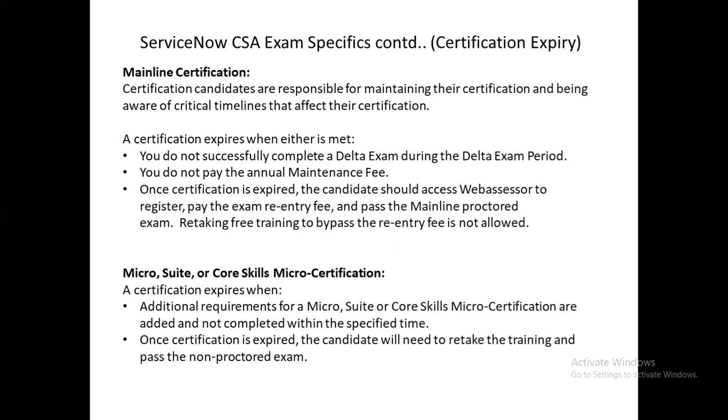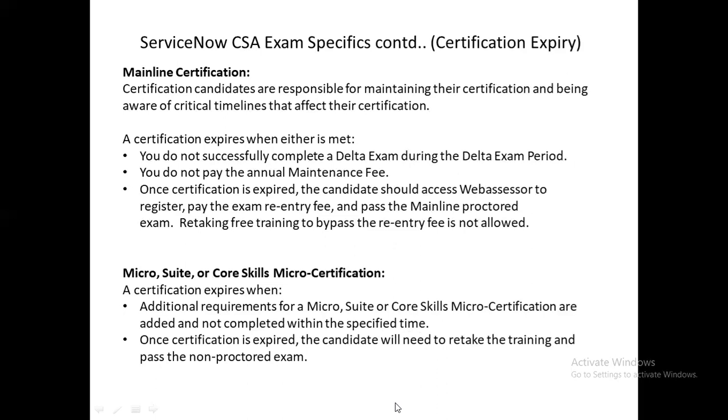Now, in case of micro suit certificate or micro certificate, how does it expire? So we talked about mainline certification. Now we're talking about micro and suit type certifications. It says additional requirements for a micro suit or core skills micro certification are added and not completed within the specified time. They have done some changes in that latest release. They'll notify you that you have to do this concept before you actually complete the certification, or if you've completed that, they will still send a notification and you have to just do this part as well.